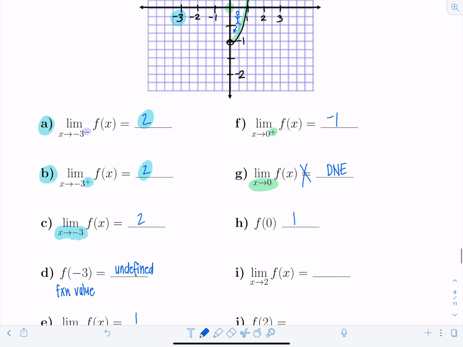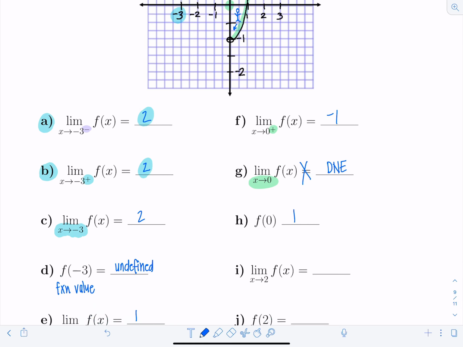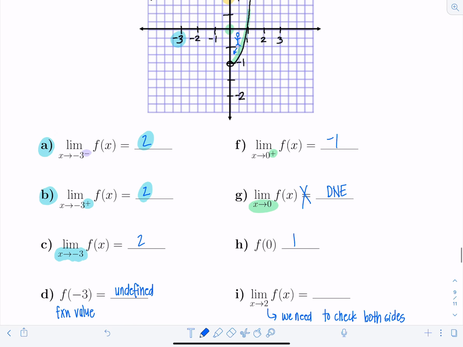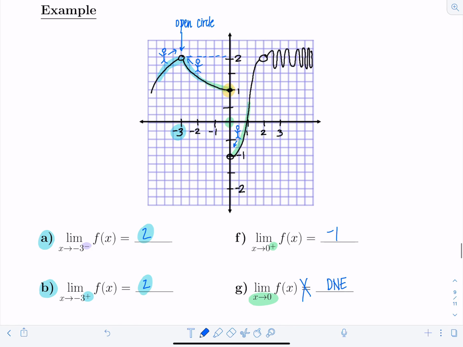All right, next one. The limit as x approaches 2 of f of x. Well, notice this is a two-sided limit. They didn't specify from which side. So we need to check both sides before we can answer this question. So let's look at the graph and see when x approaches 2, what the function's approaching.